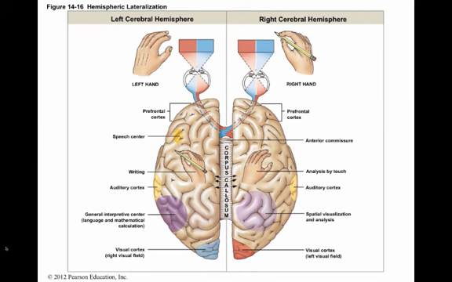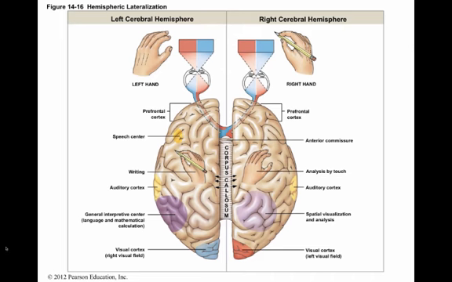Each cerebral hemisphere performs specific functions. In most people, the left hemisphere contains the general interpretive and speech centers. Reading, writing, and speaking are dependent on processing done in the left hemisphere as well. The left hemisphere is also important in performing analytical tasks such as mathematics.